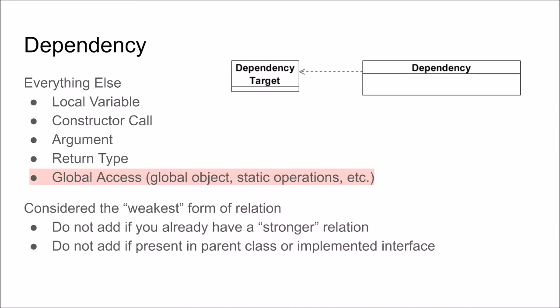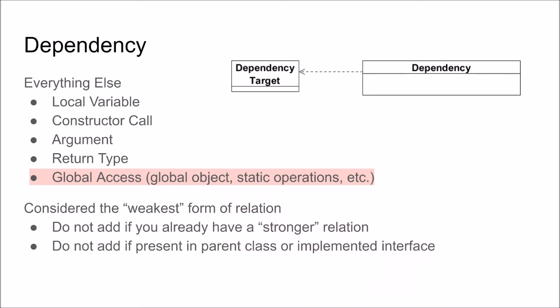Finally, we have the dependency relation. And this is basically everything else. So if you don't have any of the more special types of relationships, then you should use the dependency. And basically this boils down to local variables in operations. You may call constructors, you can have arguments to an operation, or you can have a return type from an operation. And all of these would indicate that you need to use the dependency.